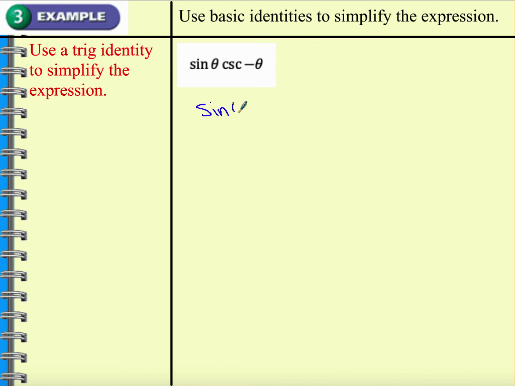So the sine of theta is the sine of theta. Now, cosecant of negative theta. This is not saying cosecant minus theta. After your trig ratio, it always comes the argument, which includes your angle. So this is the angle. It's negative theta. Cosecant is an odd function.